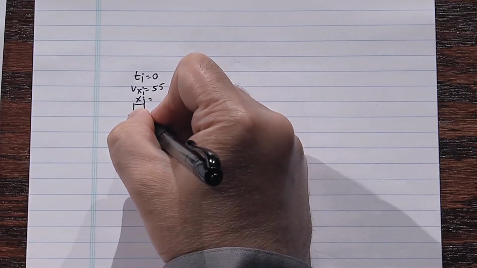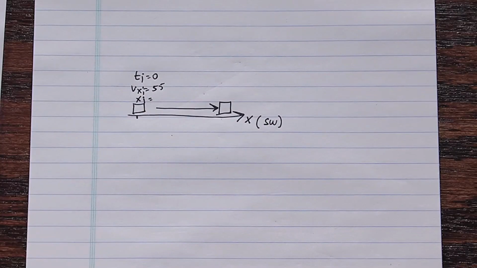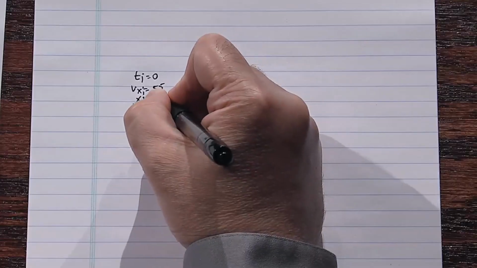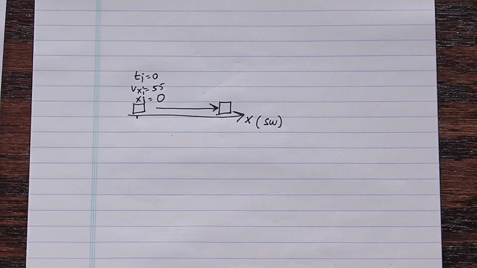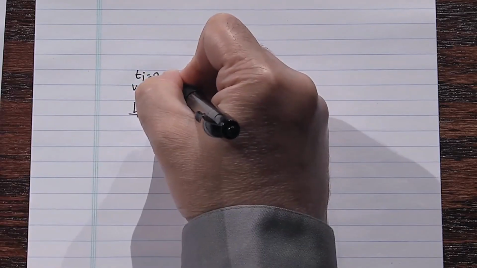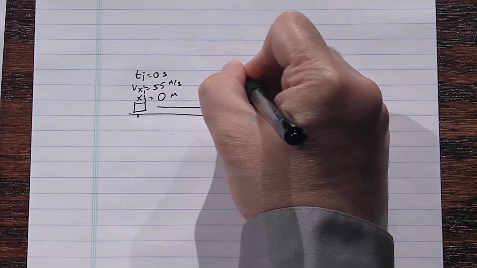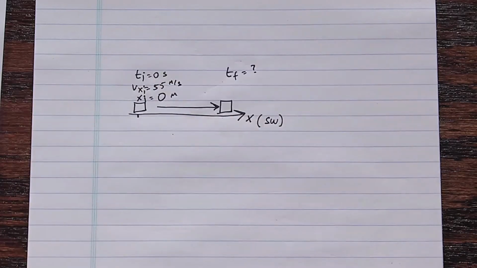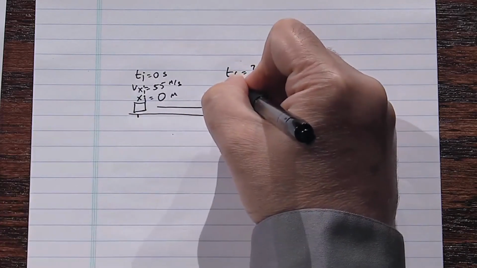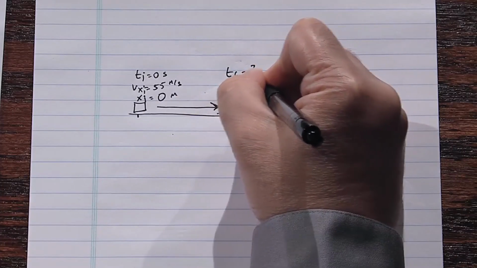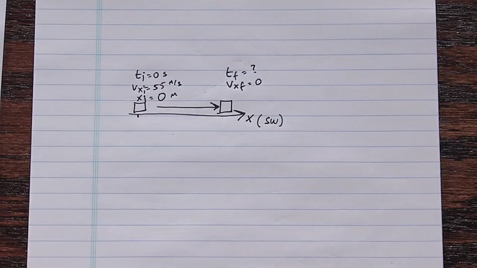We're always free to pick where our 0 of position is. Just as we're always free to pick when we start our stopwatch to start time, we're also free to pick where our origin is, where 0 position is. So we have 0 seconds, 55 meters per second, and 0 meters. At the end, t final, we don't know. Vx final, we know is 0. It comes to a rest.